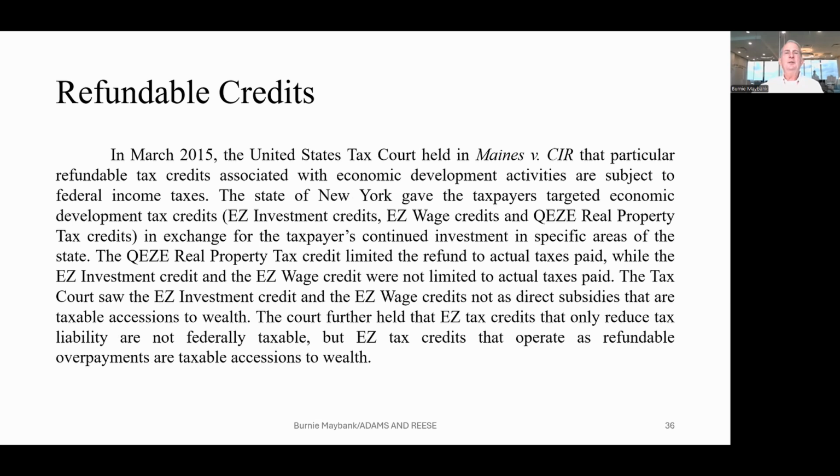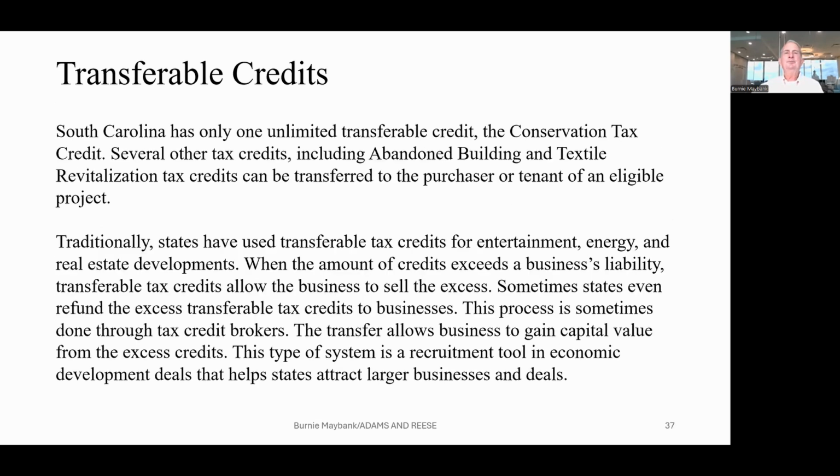So in Maines versus the Commissioner of Revenues, the state of New York gave taxpayers credits. They gave them empire zone credits, wage credits, and QEZE credits. And so certain of those credits were limited to a refund of the actual taxes paid. Others were refundable, meaning that you could get cash over and above the amount you had paid in tax. So the IRS held that the enterprise zone tax credits that operate as refundable overpayments were subject to federal income taxes. Transferable credits is another example.